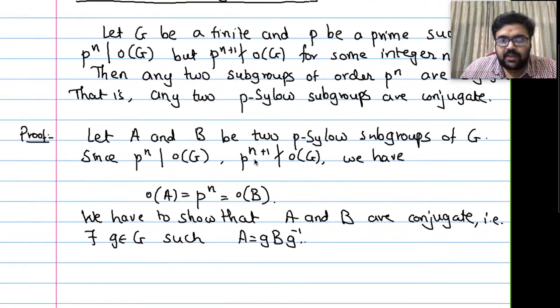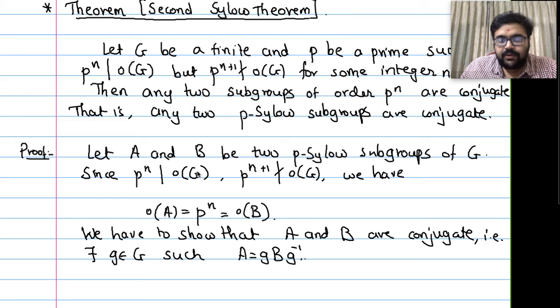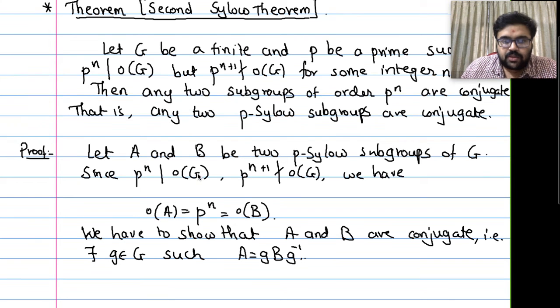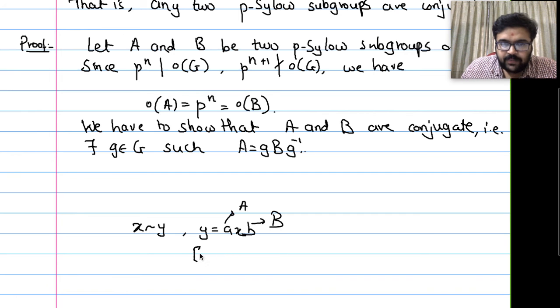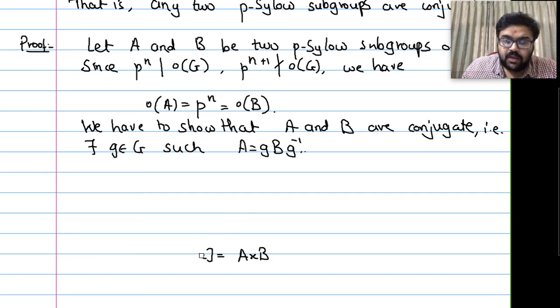Now, whenever we have two subgroups, double cosets come into the picture. So we know what a double coset is. We define an equivalence relation: x is equivalent to y if y equals axb for some a in A and some b in B. As soon as we have two subgroups, we can define this equivalence relation, and the equivalence class of x is nothing but AxB. So this is a double coset, right?